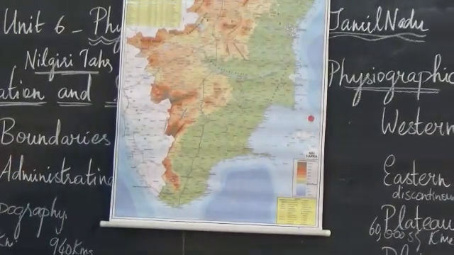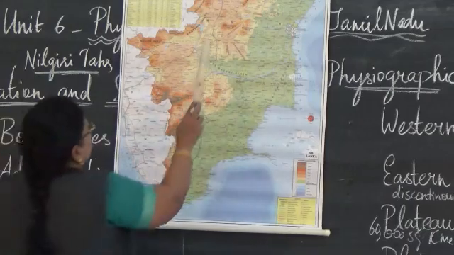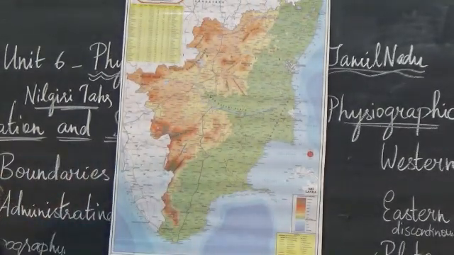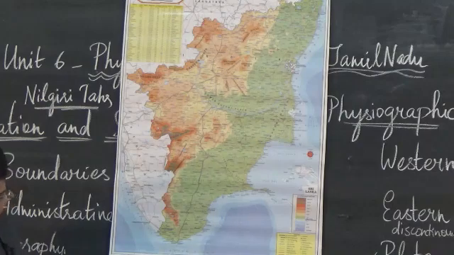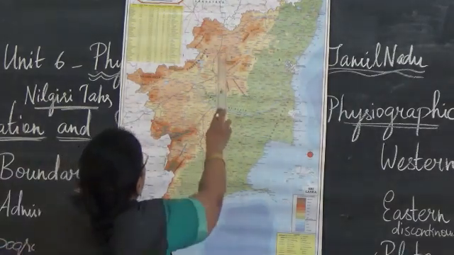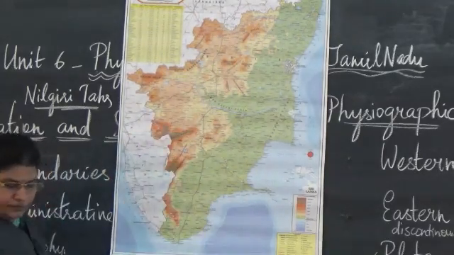Baramahal Plateau is a part of the Mysore Plateau situated in the northwestern part of Tamil Nadu. It ranges from 350 to 710 meters and it is located in the places Dharmapuri and Krishnagiri, both these places.